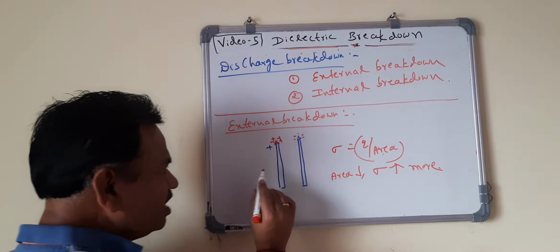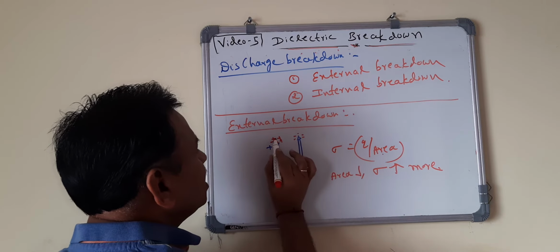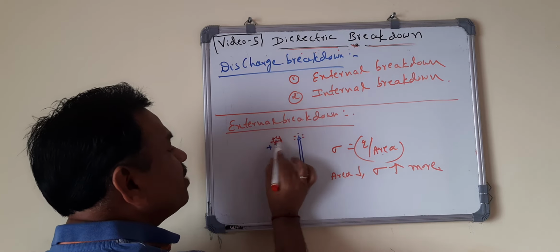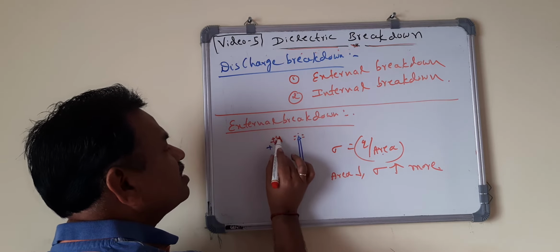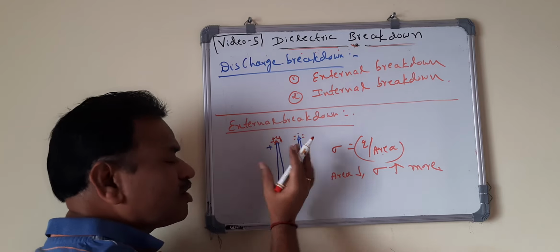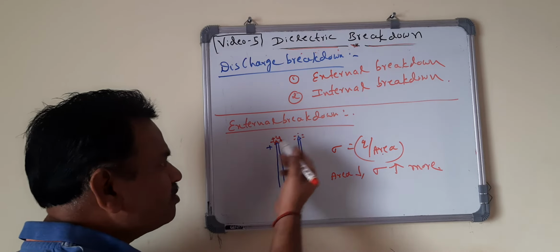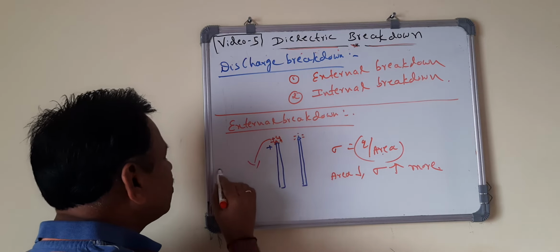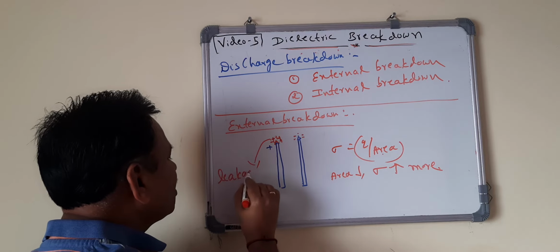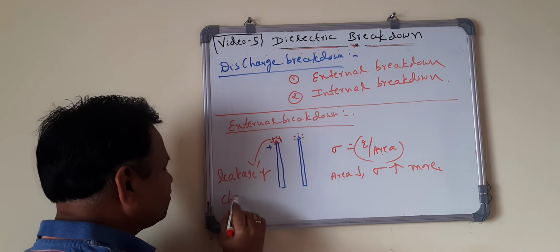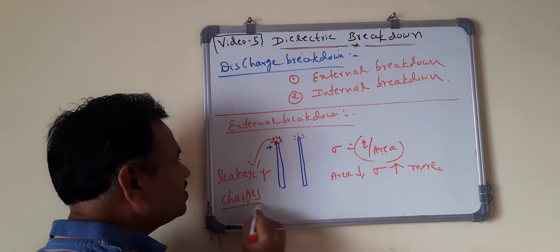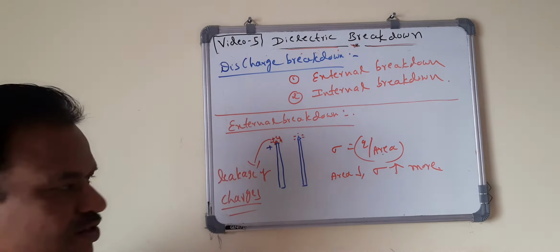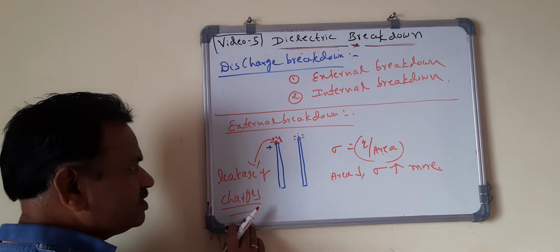Then if the sigma is more, what to do with this here? There is a repulsion between this charge and this charge, according to Coulomb's law. The distance between the two charges is very less. As a result, this leads to what? Leakage of charges. Come to this point, here there is a leakage of charges.